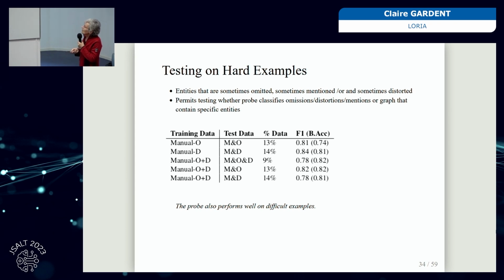We also looked at hard examples, cases where the same entity, depending on the graph it occurs in, is sometimes omitted, sometimes distorted, and sometimes mentioned. So the idea was to check, can you predict whether an entity is mentioned simply from the entity itself? And in fact, we see that we can't. Here, M and O means the same entity is both mentioned and omitted, depending on the graph it occurs in. And again, we can distinguish whether it's a mention or an omission, so we can predict whether it's an omission in 80% of the cases, and this is true for all of the combinations.